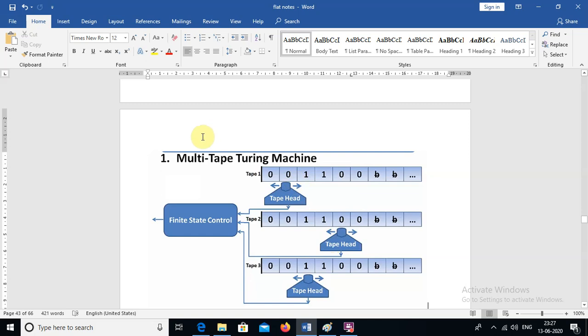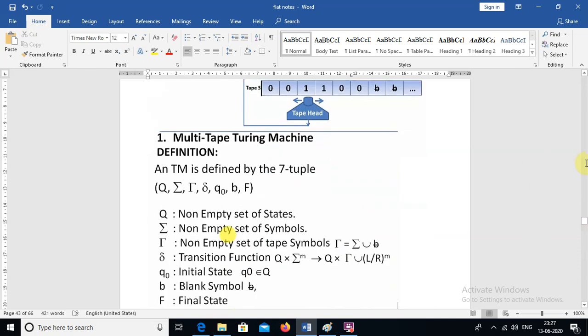So the Turing machine and the multi-tape Turing machine are both the same, consisting of a finite state control and a read write head. The difference is that in the Turing machine we have only a single tape, but here we have more than one tape, where we can place the input string. This is the graphical notation, and this one is the mathematical notation.